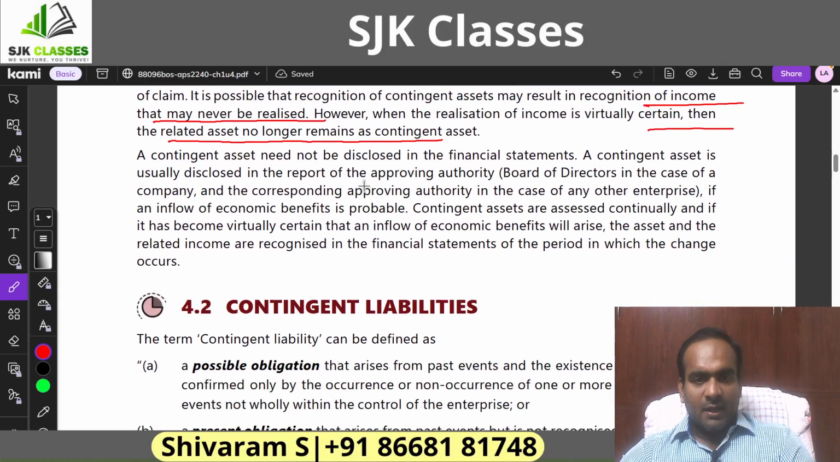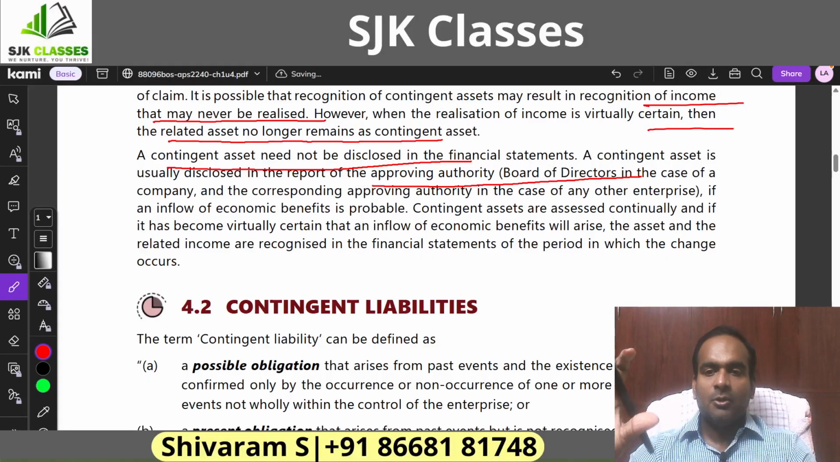Look at the second para. A contingent asset need not be disclosed in the financial statement. It's a key point. A contingent asset should not be disclosed. So we don't have any option to disclose a contingent asset. A contingent asset is usually disclosed in the report of the approving authority, the board of directors.